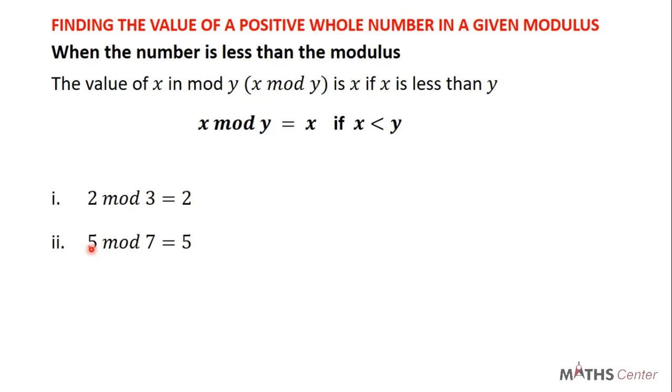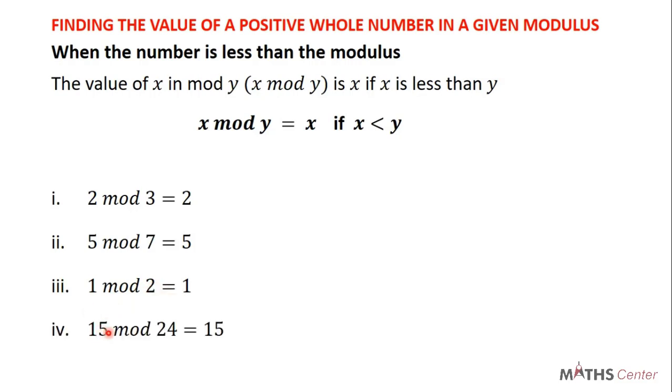Here's another example. 5 mod 7 is equal to 5. The number 5 is less than the modulus 7, so 5 in mod 7, which is written as 5 mod 7, is equal to 5. Here's another example. 1 mod 2 is equal to 1. The number 1 is less than the modulus, which is 2, so 1 mod 2 is equal to 1.